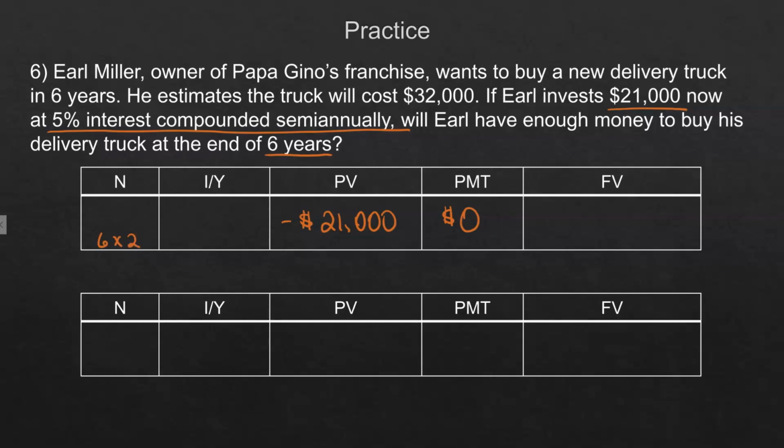So we take 6 times 2. We will have 12 periods, and then the interest rate is 5. We're going to divide that by 2, so it will be 2.5%. Remember, we don't put the percent in. Our calculator knows what we're talking about. And then we're going to compute the future value. So go ahead and compute your future value and see what happens there.